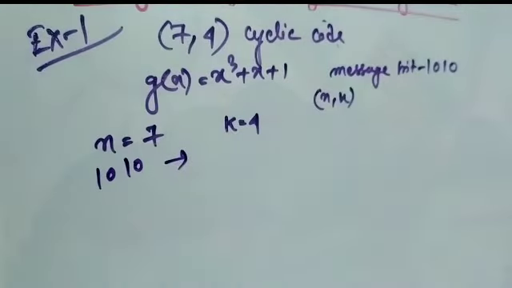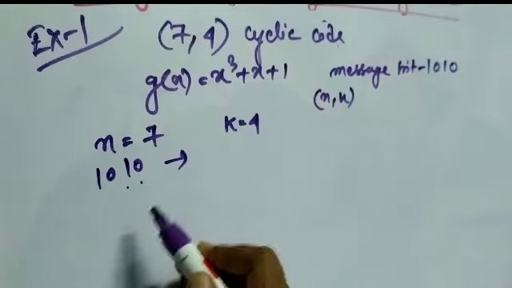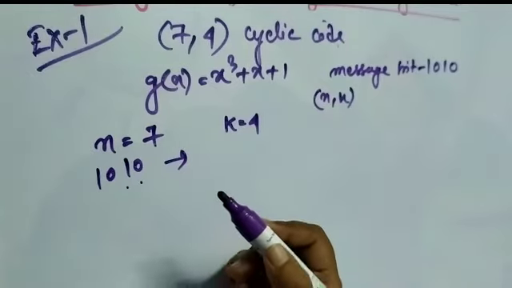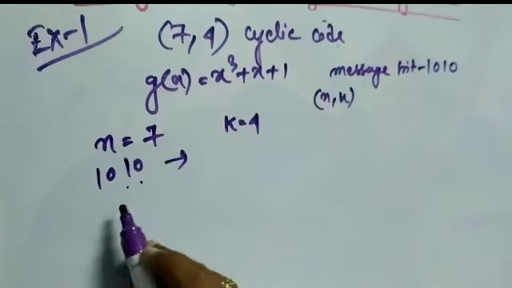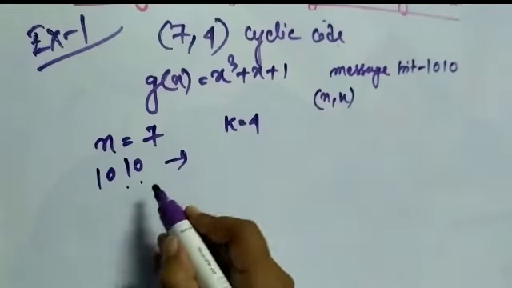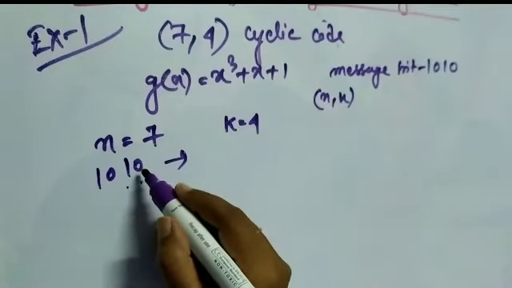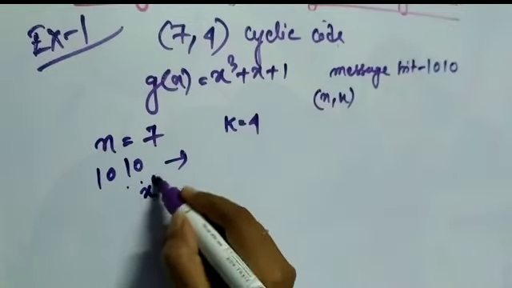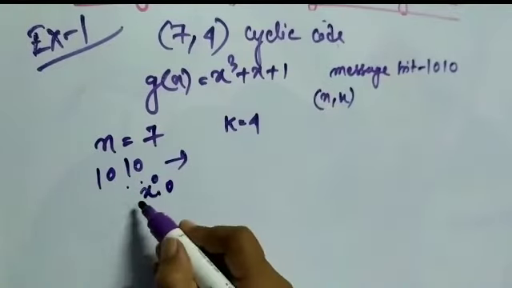So I can convert it into the polynomial form. How? This is the first bit, this is the second bit. I hope you remember your previous class, I showed you how from a message bit we can find the message polynomial. So here again I am repeating the process. From the last bit, this term 0 is multiplied with x to the power 0.